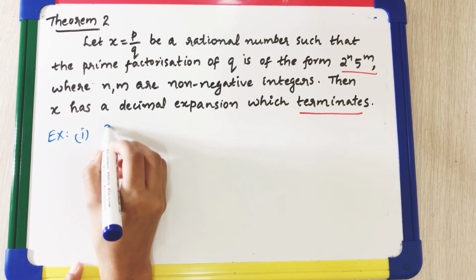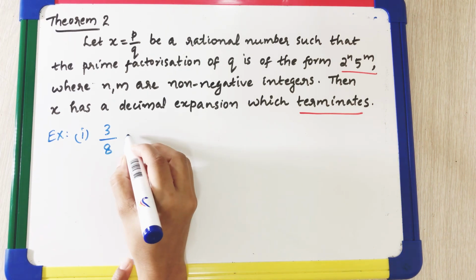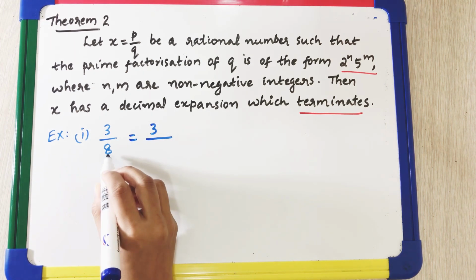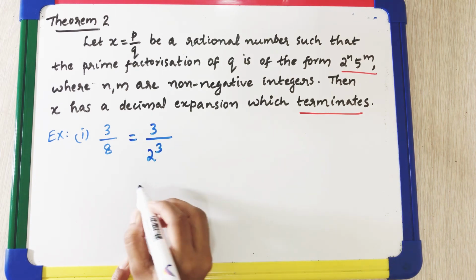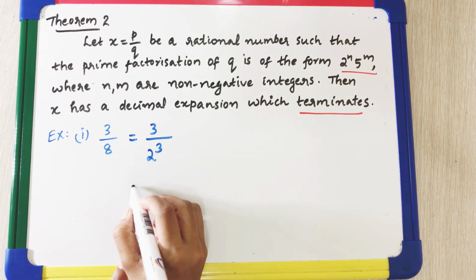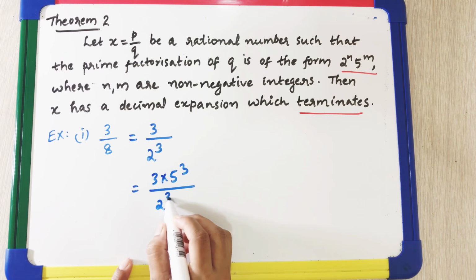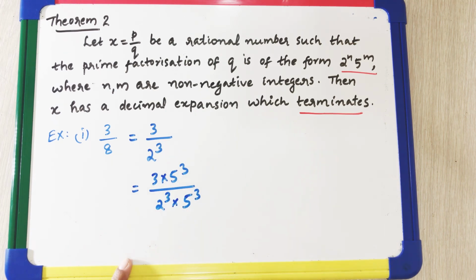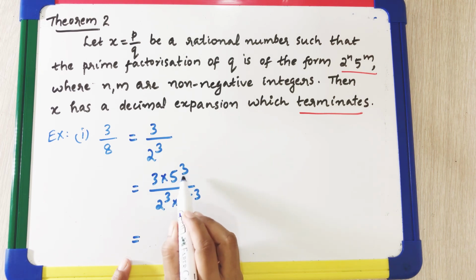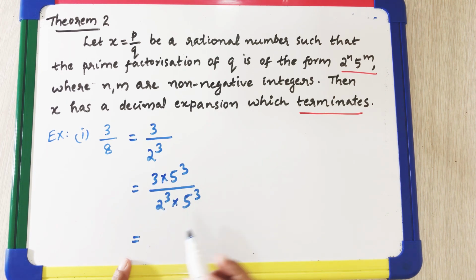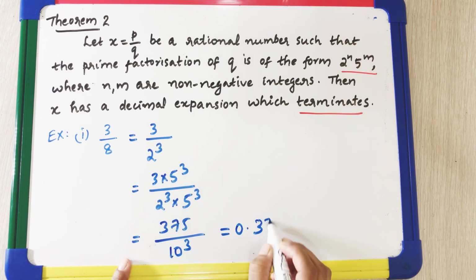First one, 3 by 8. See, 3 by 8, where 8 is 2 cube. Now we can multiply it by 5 cube to get 3 into 5 cube divided by 2 cube into 5 cube, which is equal to, 5 cube is 125. 125 into 3 is 375 by 2 cube into 5 cube, which is 2 into 5 the whole cube, or 10 cube, or 1000, which is equal to 0.375, a terminating decimal expansion.